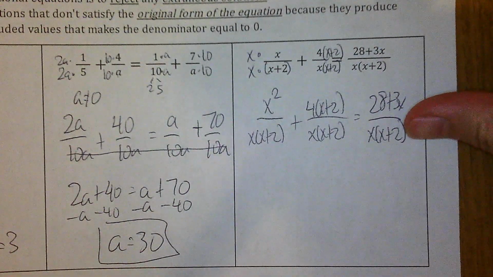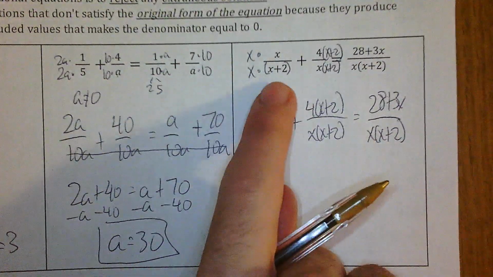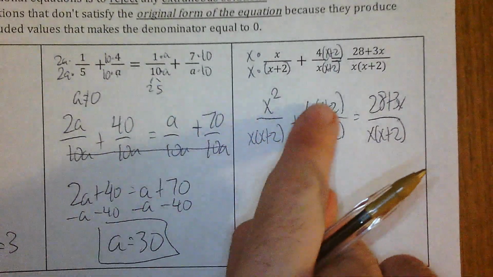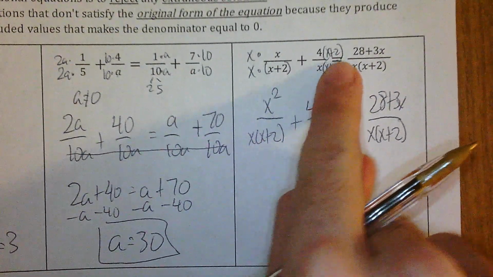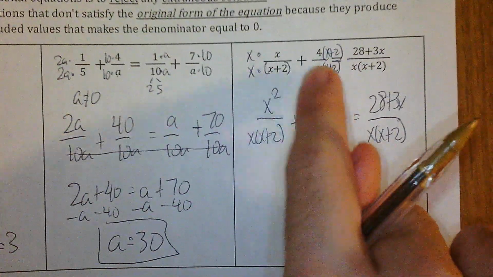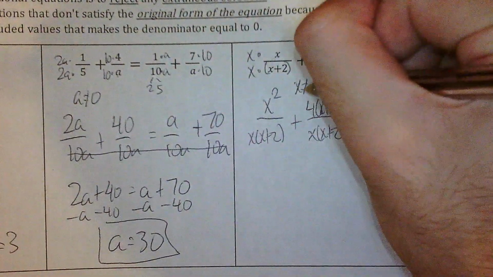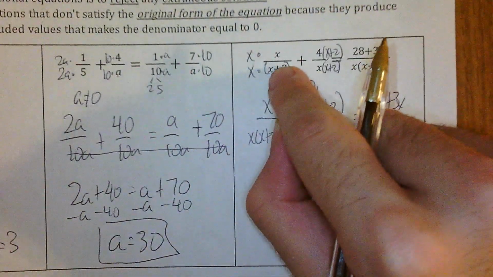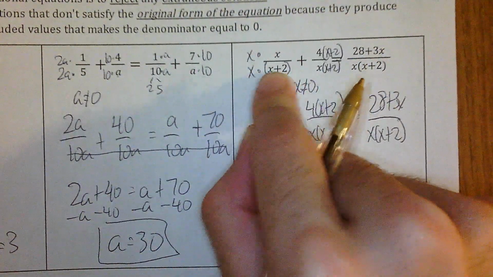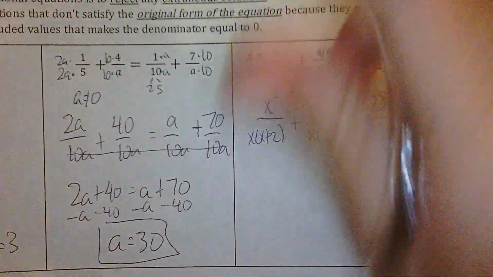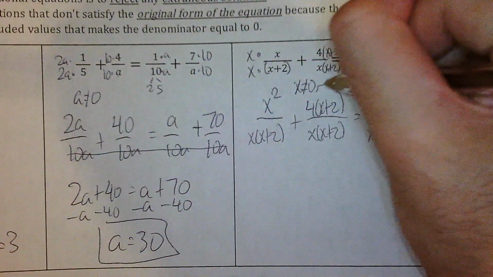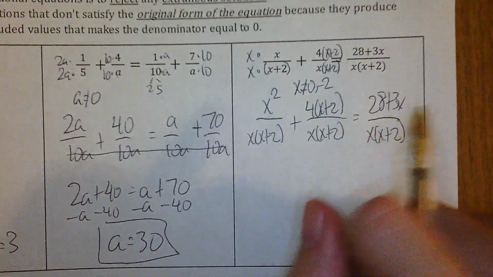So what are the extraneous solutions? What would put 0 down here? We can't have a 0 on its own, of course, because that would put a 0 here. x cannot equal 0. And to get 0 here, the value negative 2 would give us 0, because negative 2 plus 2 is 0. So x cannot equal these two values.